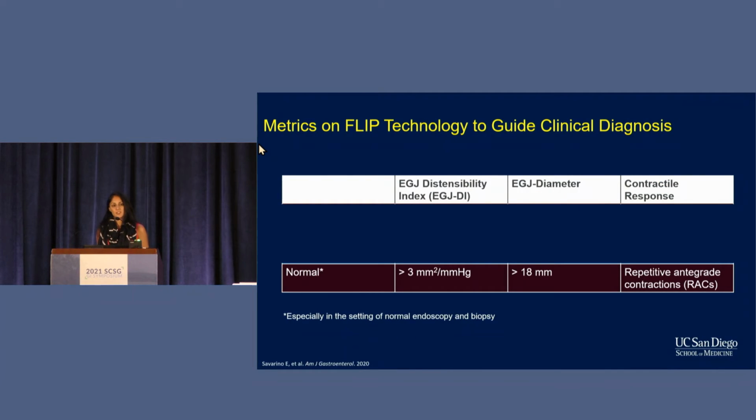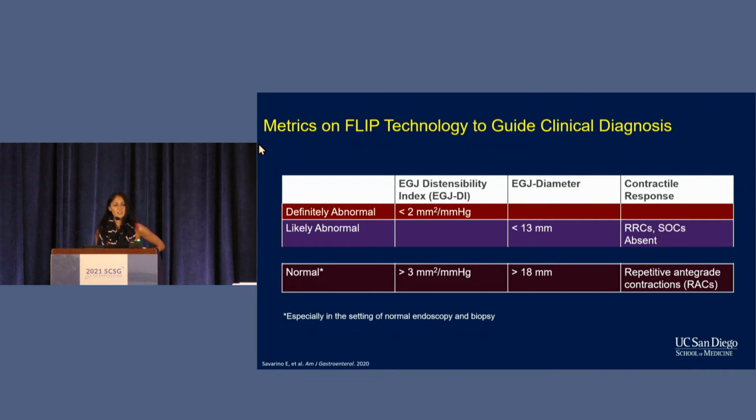Then putting it all together. If you do a FLIP study, most of the normative data we have is at 60 milliliters fill. At 60 milliliters, if you have a distensibility index that's over 3, an EGJ diameter over 18, and repetitive antegrade contractions, that's a normal FLIP study.